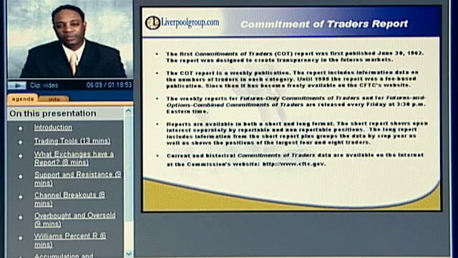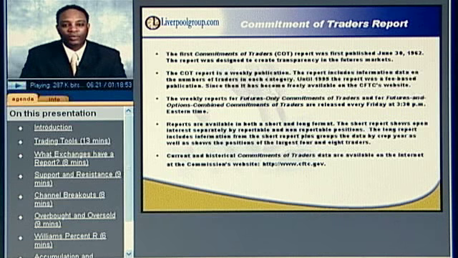The government first started publishing these reports on June 30th, 1962, and it was a way to create transparency in the futures markets. Prior to then, no one really knew what was happening in the background. They didn't know who the hedgers were. They didn't know who the speculators were. And it created oftentimes very illiquid and very volatile markets because it sometimes led people to commit fraud.